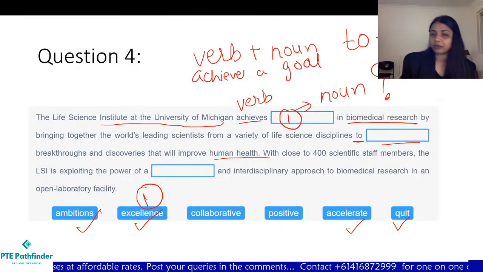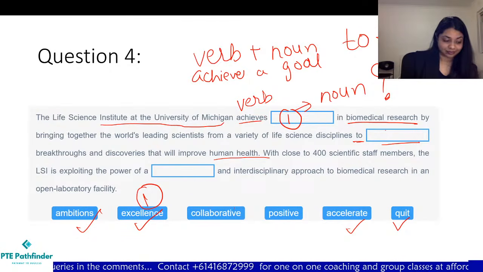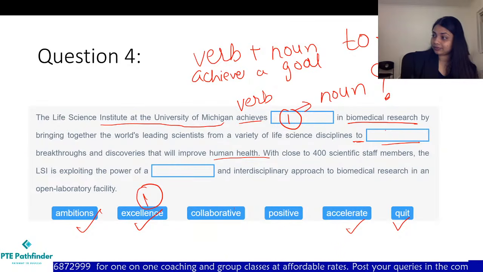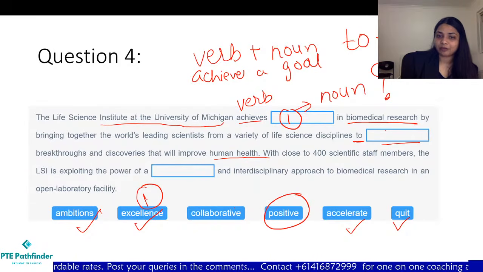So now think about the meaning of the sentence and try to find out which one fits correctly with the context and goes with the grammar as well. Is it accelerate or is it quit? It won't be positive here, Yuvraj. We are trying to look for a verb. Positive is an adjective. Okay. So, guys, listen to me carefully. Here, we have the word positive and it's an adjective.